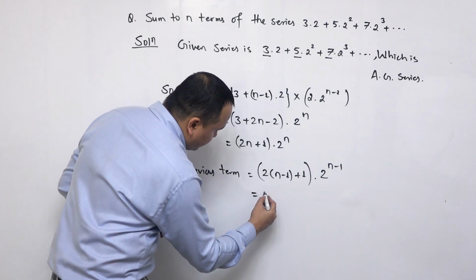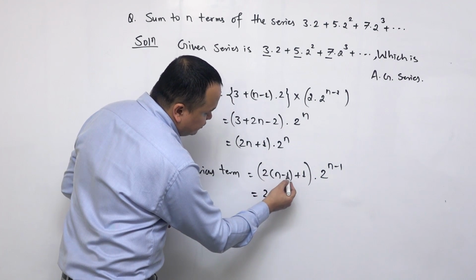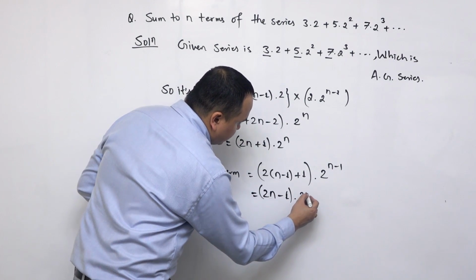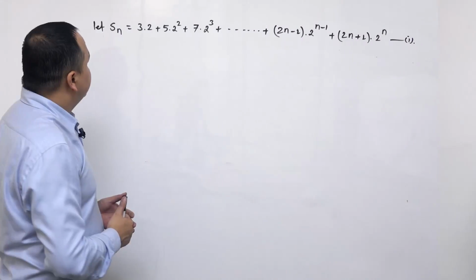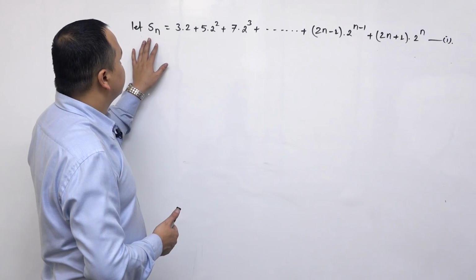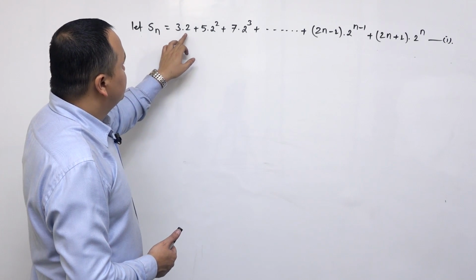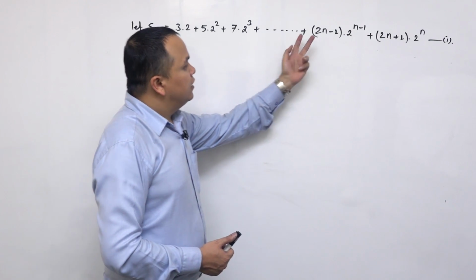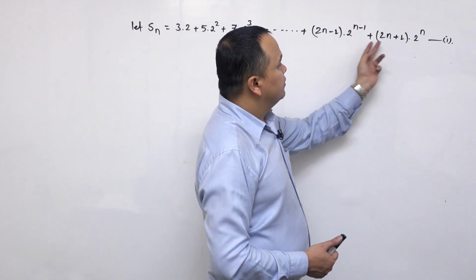So this comes as 2n minus 2 plus 1 minus 1 into 2 to the power n minus 1. Let Sn be the sum of first n terms of the given series. Then Sn is equal to 3 into 2, 5 into 2 square plus 7 into 2 cube plus dot dot dot, the previous term plus the Tn.